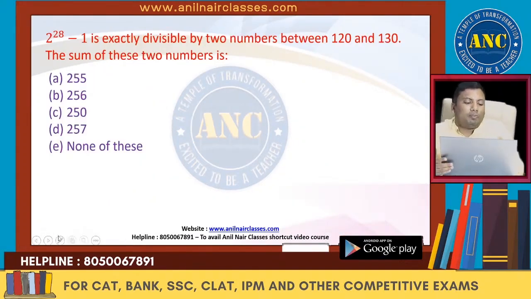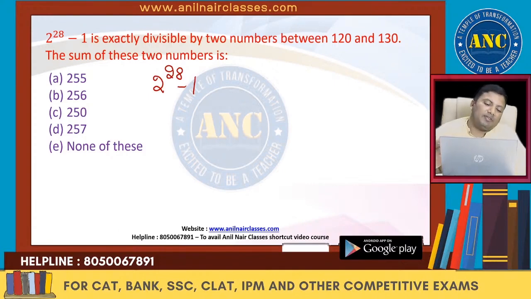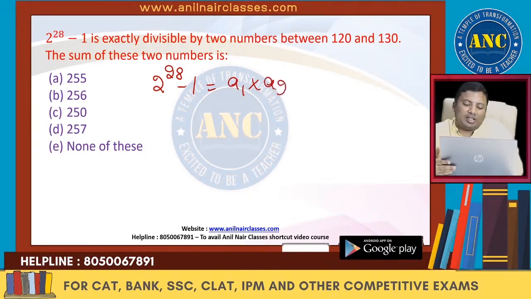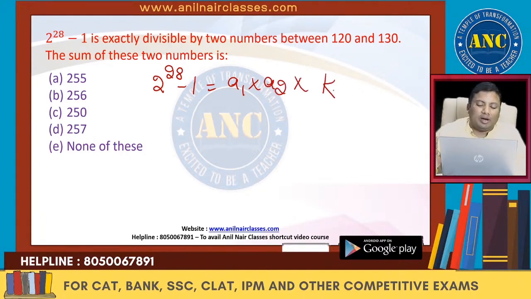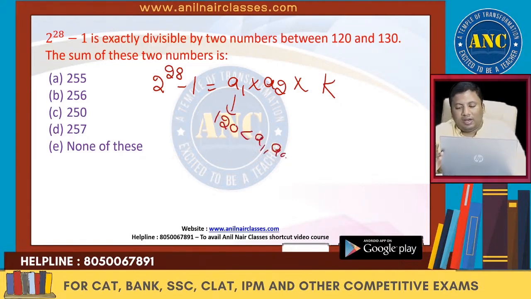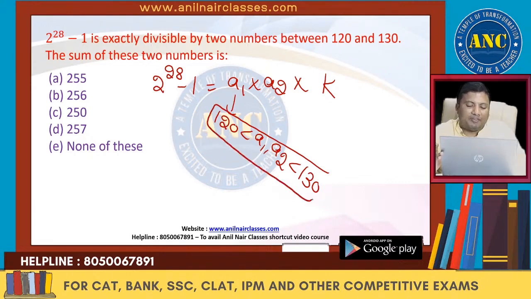Another one. 2 power 28 minus 1 is exactly divisible by two numbers. This 2 power 28 minus 1 has got so many factors, whose product will be equivalent to this number. There are two factors which lie between 120 less than A1, A2 less than 130. There are two factors which will perfectly divide.